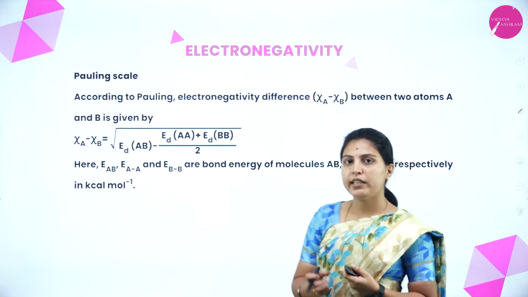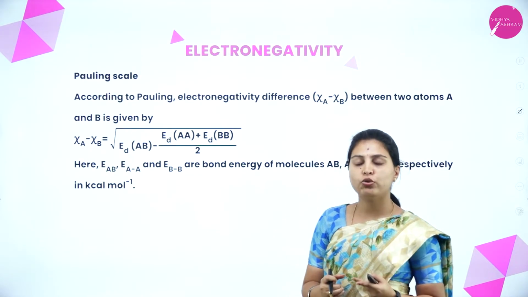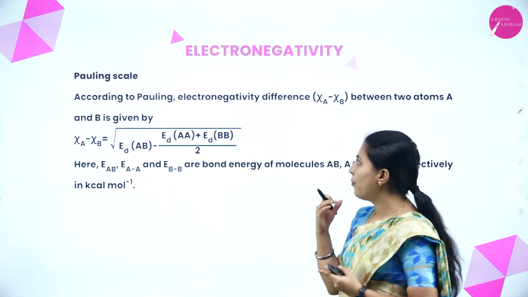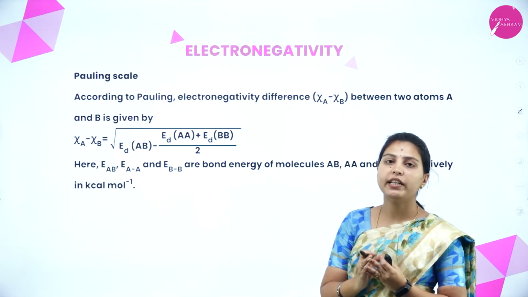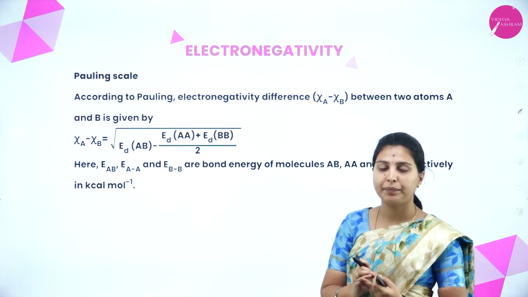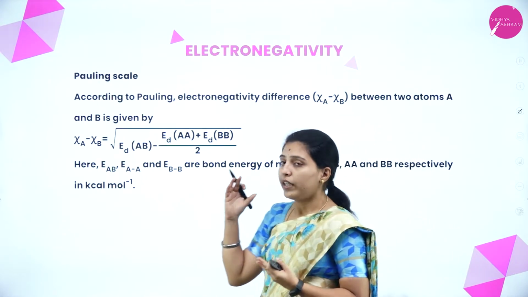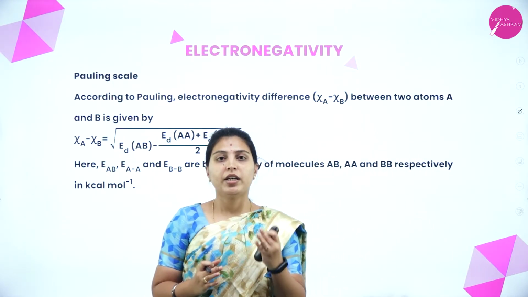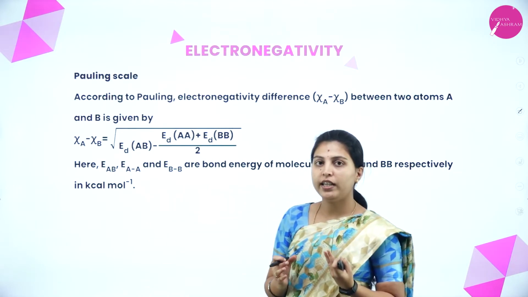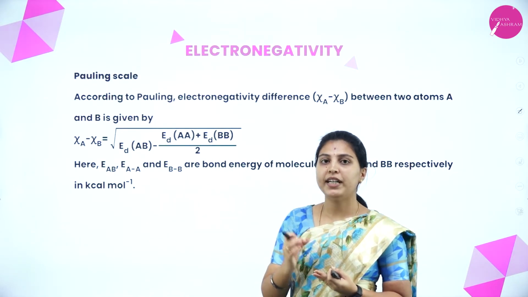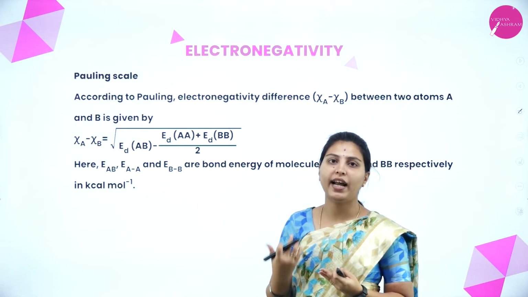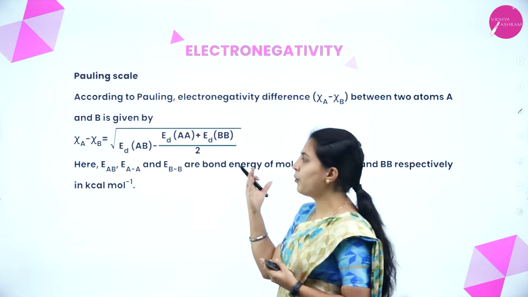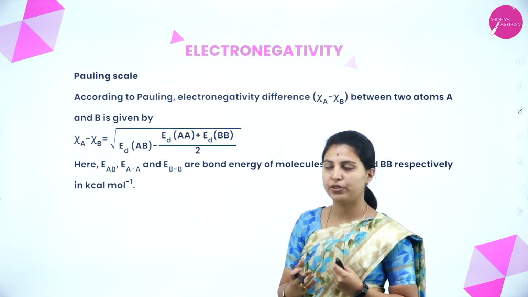Electronegativity can be measured by two scales, that is the Pauling scale and Mulliken's scale. Usually electronegativity is a non-measurable quantity. It cannot be measured. That's why Pauling showed that we cannot measure it, but it can be compared from one atom to another atom. That's why this Pauling scale has been introduced.